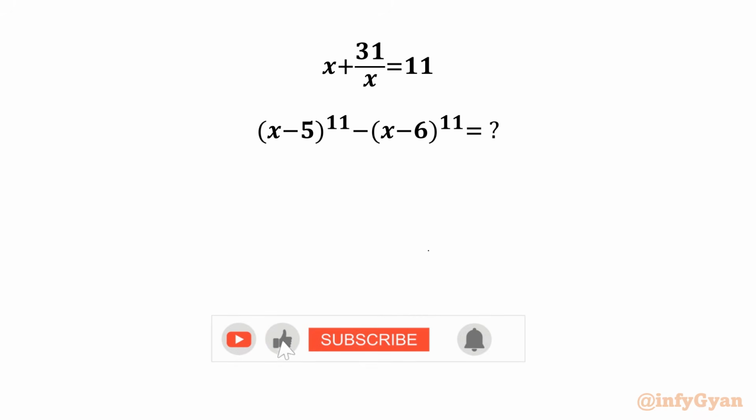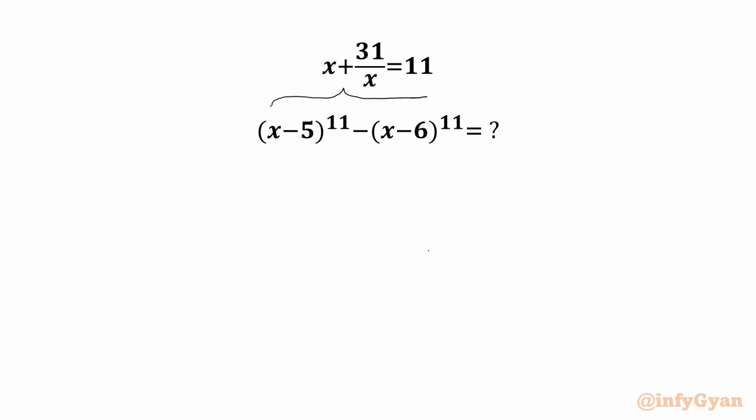Today in this video, we'll be solving another very interesting question from algebra. We have x plus 31 over x equal to 11, and it is said to find (x minus 5) whole power 11 minus (x minus 6) whole power 11, given that x cannot be 0. So let's get started by writing required expression equal to E.